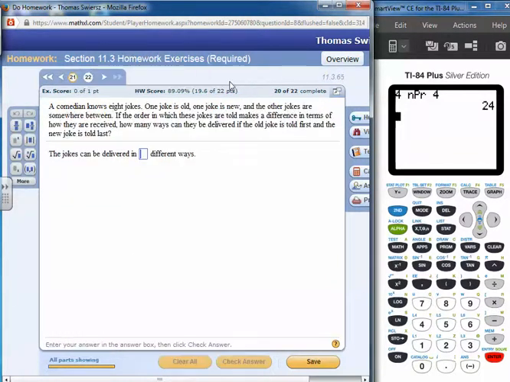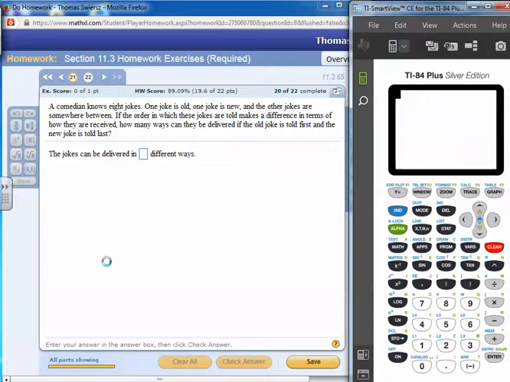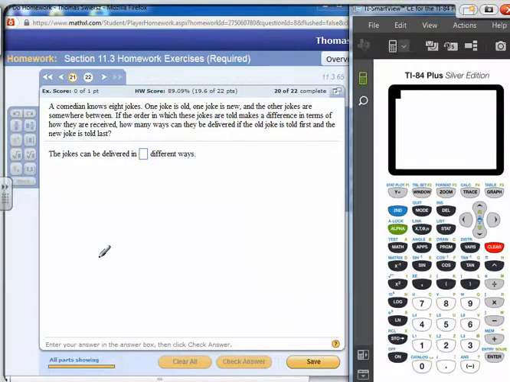All right, very good. Let's look at homework exercise number 21. A comedian knows 8 jokes. One joke is old, 1 joke is new. The other jokes are somewhere between. If the order in which these jokes are told makes a difference in terms of how they are received, how many ways can they be delivered if the old joke is first and the new joke is last?